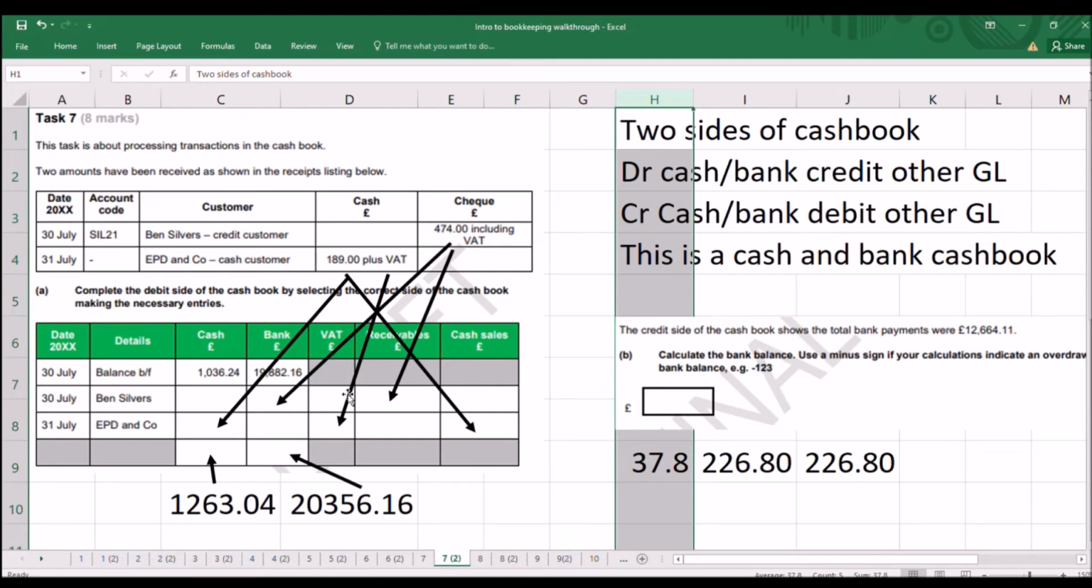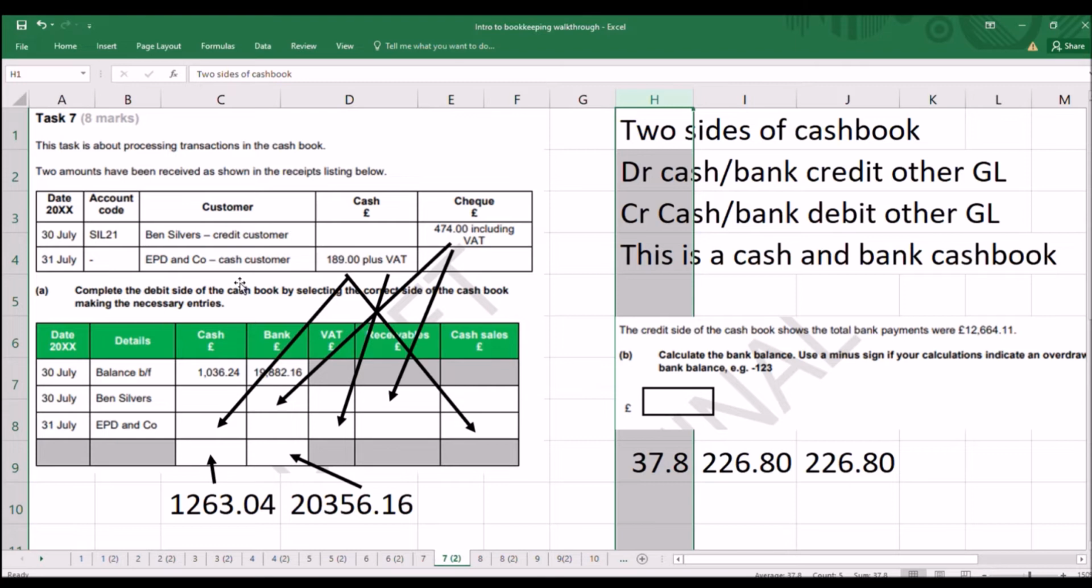So we've got the debit side in here, which is going to be debit cash and debit bank, and then credit all of these other accounts here. So Ben Silvers is a credit customer. So we've already previously gone credit sales, debit the sales ledger control account here. So that amount including the VAT. So we've gone credit sales, credit VAT, debit the sales ledger control account. So here we're just going to go debit this credit customer, so it's paying into that bank account. Debit bank, credit sales ledger control account, which is trade receivables, so credit trade receivables.